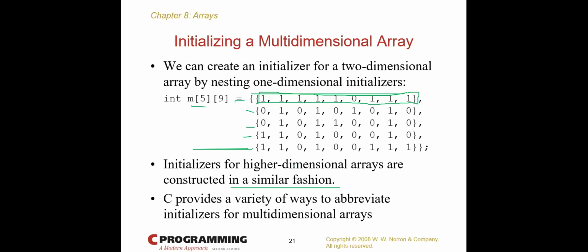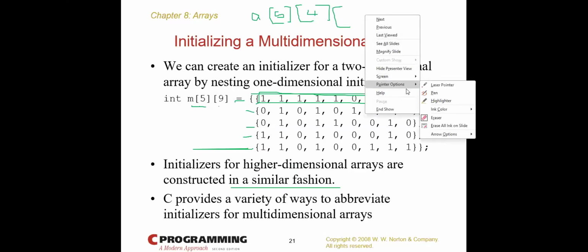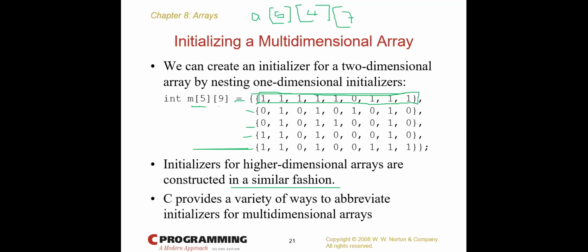What does higher dimensional mean? It means that we have a third dimension. 1, 2, 3. So this is for array A that has 3 dimensions. We can have 5, 4, 7. So this is the row, this is the column, and in many programming languages, we call this the page. What is the page?